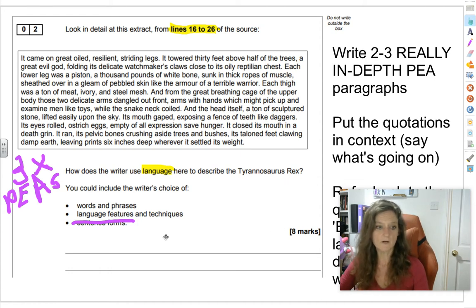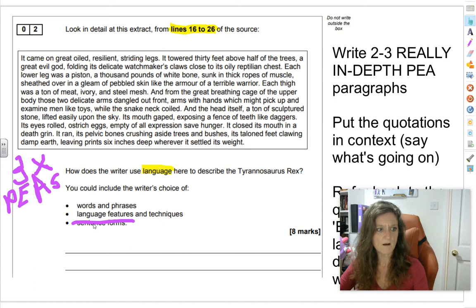And what I'm going to write, it's really scruffy, isn't it? I'm going to write 3 PEAs. That's me trying to write on my computer with a mouse. Hopefully you can annotate your exam paper a bit neater than that. And then underneath, it gives you some handy tips, but one of them is not so handy in my own opinion. So it says you could include the writer's choice of words and phrases. You could include the language features and techniques. It says you could include sentence forms.